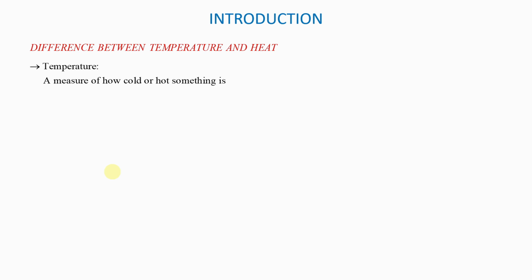So, as an introduction, the first thing that I am going to tackle is the difference between temperature and heat. Many people use these two terms interchangeably, but in reality, as an engineer, you need to understand that there is a difference between temperature and heat. Temperature is simply a measure of how cold or how hot something is. That is what temperature is, okay? A measure of how hot or how cold an object or a substance is. That's it. That's what temperature is.